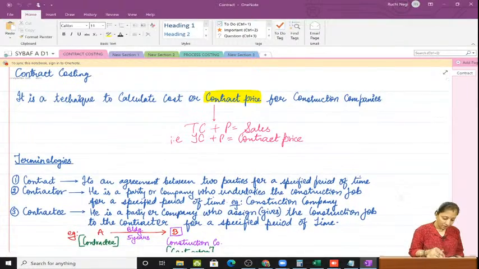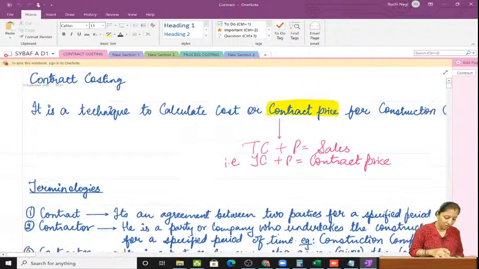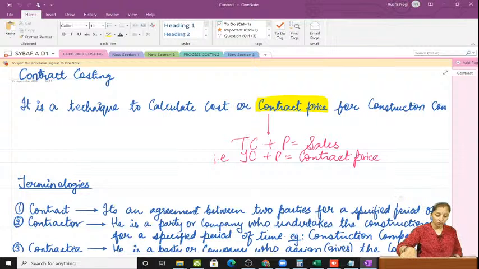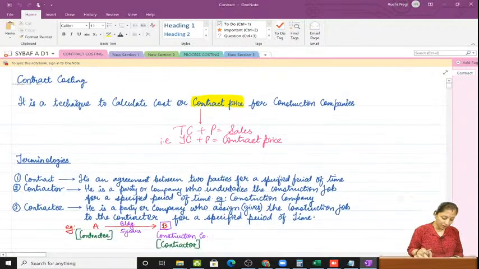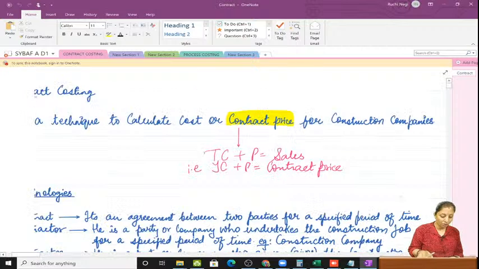Okay. So let me first revise this chapter, that is your chapter 3, contract costing. Now, what is contract costing? What are the terminologies that you should know and the expected questions which you will get based on the terminologies? Okay. So it's a technique to calculate cost or a contract price for a construction company.